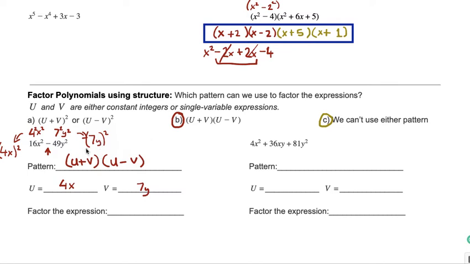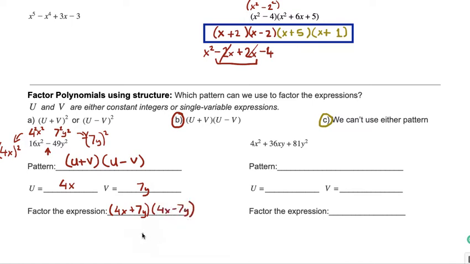Again, like I said, both sides are squares, okay? This 16x squared is 4x all squared. The 49y squared is 7y all squared. So we've got a U and a V right there, so we can factor this out using our rule here. We can say this is the same as saying 4x plus 7y times 4x minus 7y.